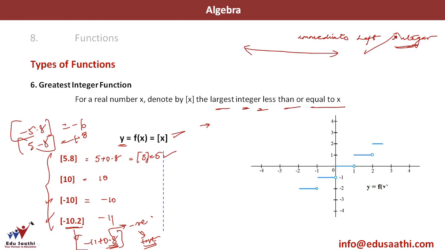The graph of a greatest integer function looks like this. So for all your input between 0 and 1, my answer would be 0. For 0.9, my answer will be 0. For 0.99, my answer will be 0. But for 1, the answer would be 1. From 1.1, 1.2, 1.3, 1.9, 1.99, the answer still would be 1. But for 2, I will jump to the value which is 2. So it is a stepped function that we have.